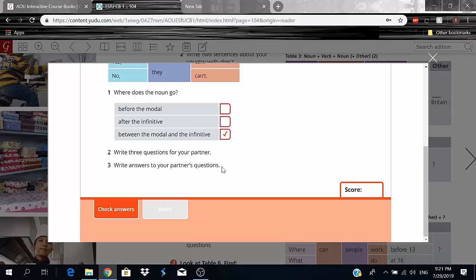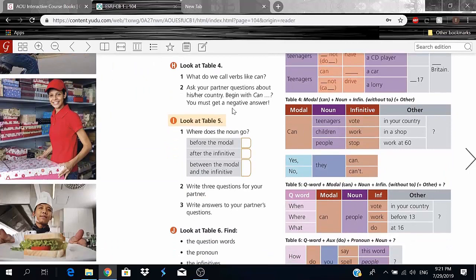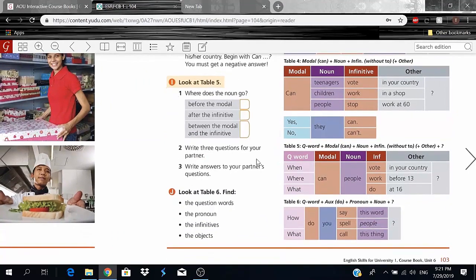So now, before I move on, here we have the table 5: word, modal, noun, infinitive, and other. Here we have when, where, what. These are the question words. Then we have can, people. Now I'm asking more specific questions. So instead of saying, for example, can people vote in your country, or can teenagers vote in your country, I'm now getting more specific because I want a more specific answer.